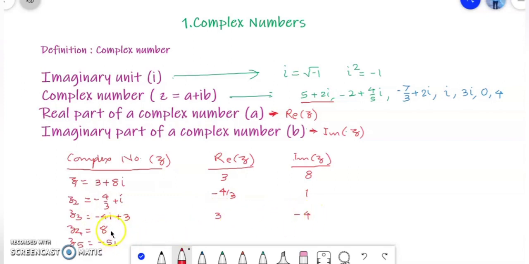In this case, 8 is written as 8 plus 0i. That means the real part is 8 and the imaginary part is 0. This is a pure real number, or simply a real number. Minus pi i is written as 0 plus minus pi i, and therefore the real part is 0 and the imaginary part is minus pi. This is a purely imaginary number.